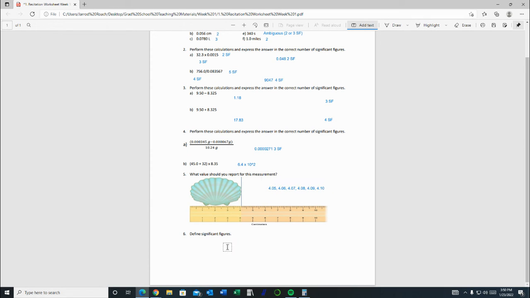And then for the definition down here, it's just any number that is reliable and absolutely necessary to determine the value of a number.